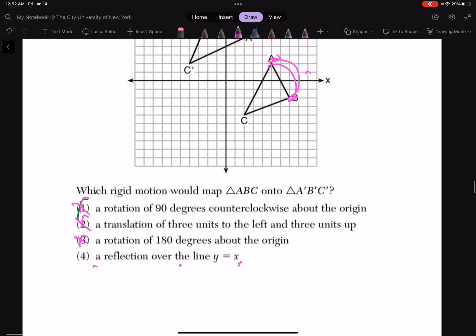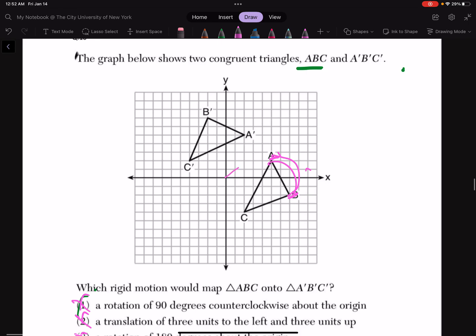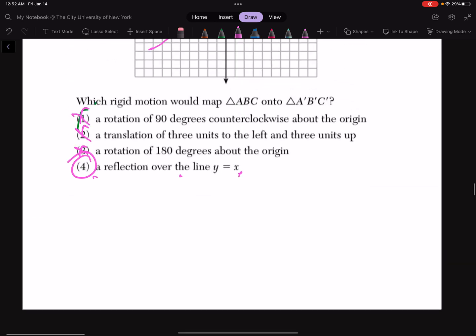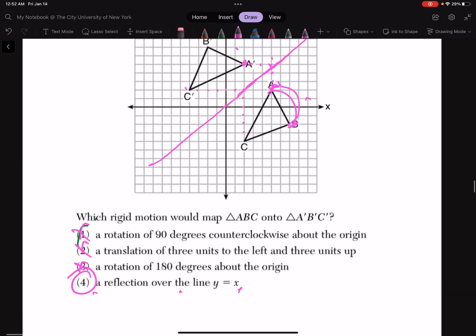A reflection over y equals x gives me more sense. The line y equals x is something like that. So 1, 2, 3, 1, 2, 3. It goes here. 1, 2, 3, 4, 5, 6. Yes. So that's the reflection.